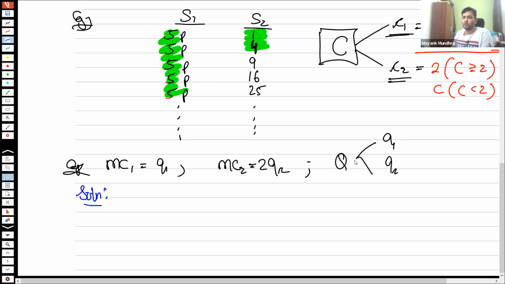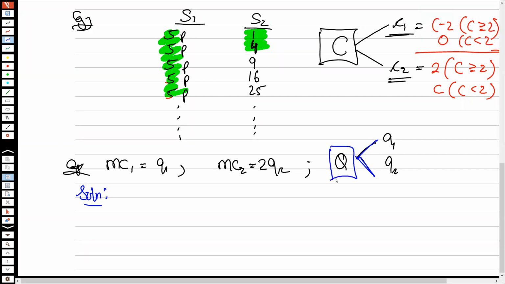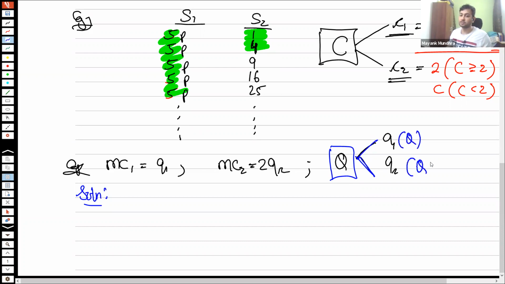First of all, what are my unknowns here? What are the things that I want to find here? Q1 and Q2. Very good. Capital Q is not an unknown. Capital Q is a known variable. Suppose you are given a contract to produce a quantity Q. How are you going to separate this quantity Q in the two plants Q1 and Q2? So I need Q1 and Q2 as functions of capital Q.